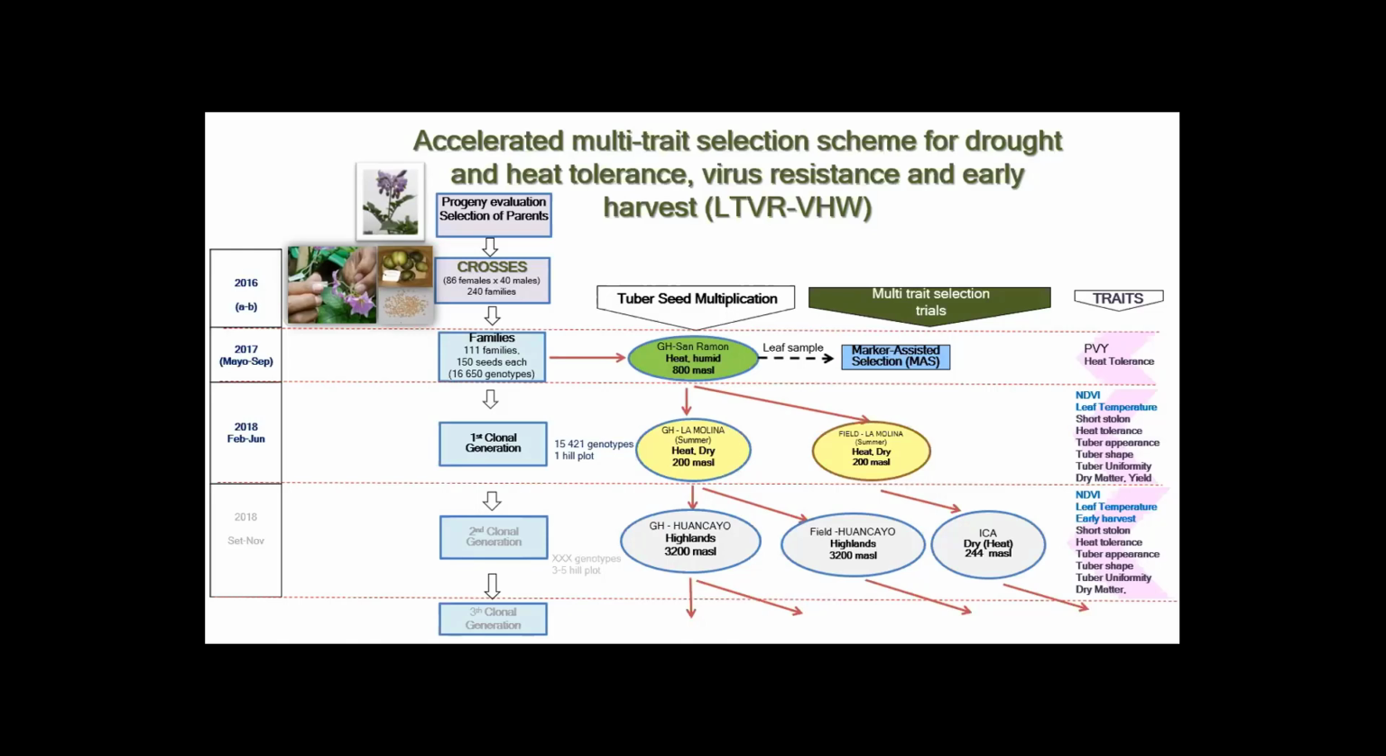We took some leaf samples for each clone. I mean, it was 150 leaf samples for each family, and we sent them to perform an analysis of molecular markers. In this case, for PVY, that is a virus that is the main concern in SIP in this population, actually. And we also have some results of this test of the PVY, so we can add this information to the phenotypic information we are performing right now. I'll show you.